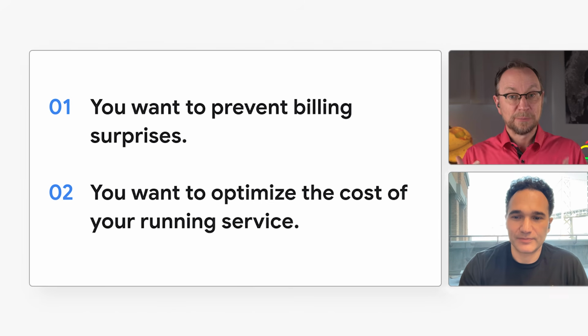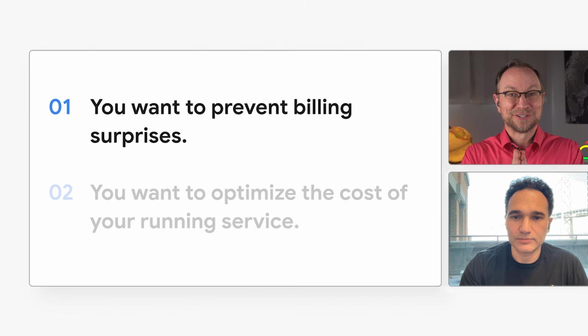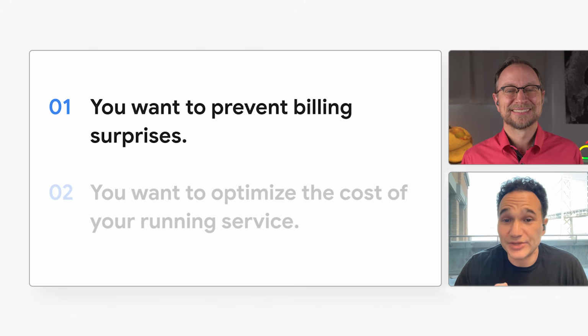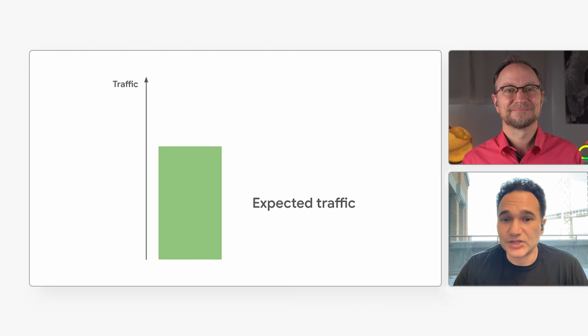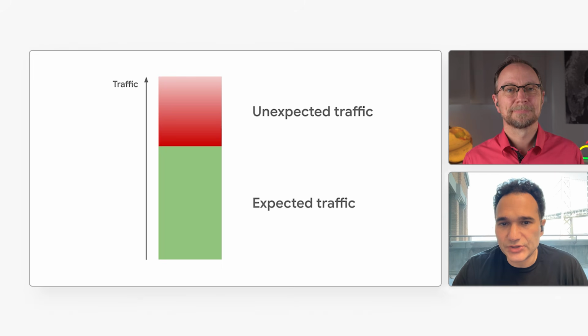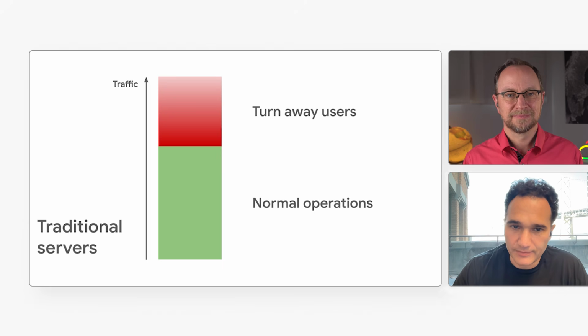Okay, I've heard from many developers who are concerned about the first item on your list, billing surprises. That makes sense. Any system has expected traffic where everything will work as normal and unexpected traffic beyond that. Okay. So let's say your system runs on traditional servers. You might have a web server and a database server. If you get more traffic than either of those servers can handle, some users will be turned away.